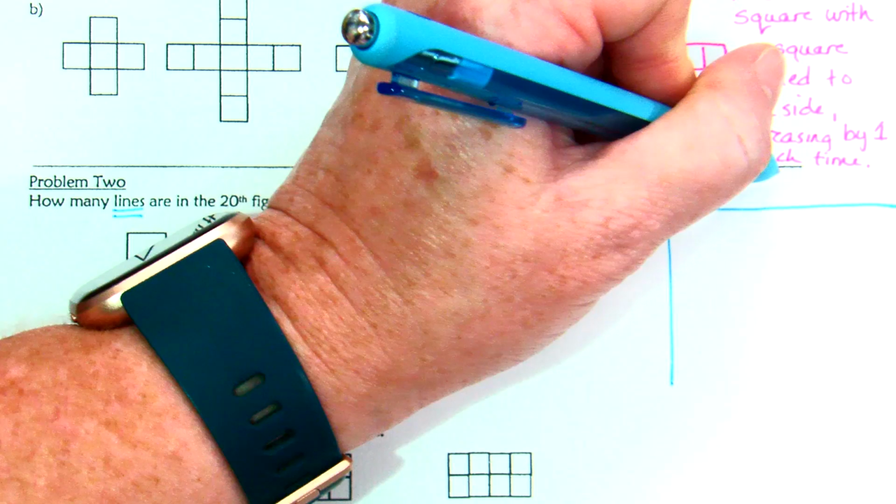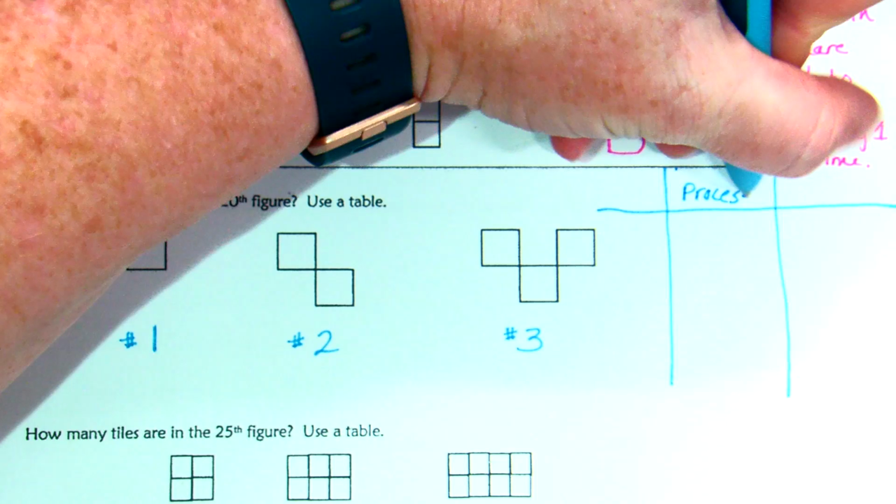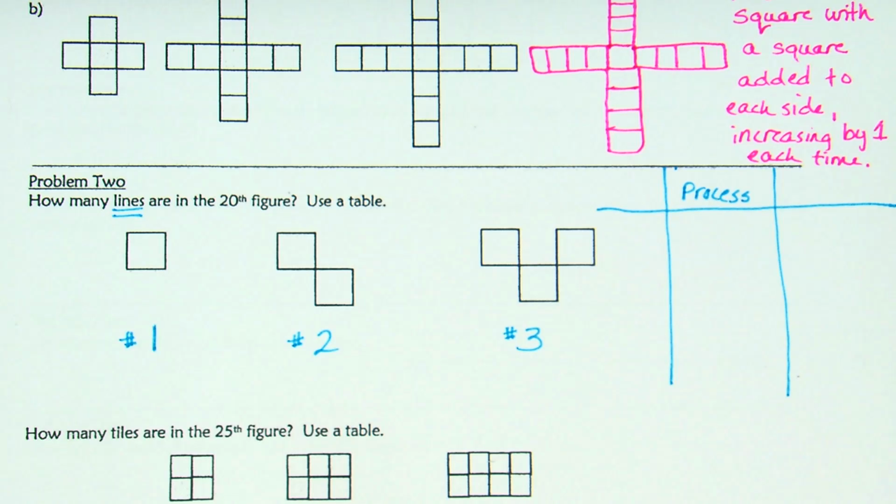The middle column is always the process column. Let's see, I'll do the right column. The right column, what is it we're looking for? We're being asked how many lines, right? So it is the number of lines. That is a number sign, yes. Not just hashtag, it's a number sign.